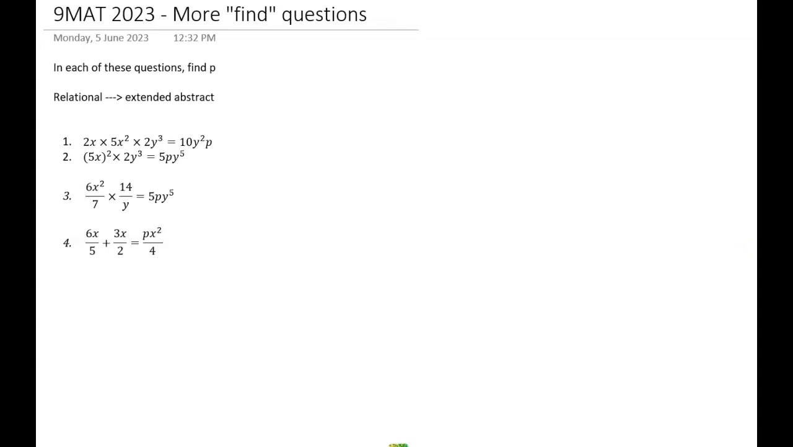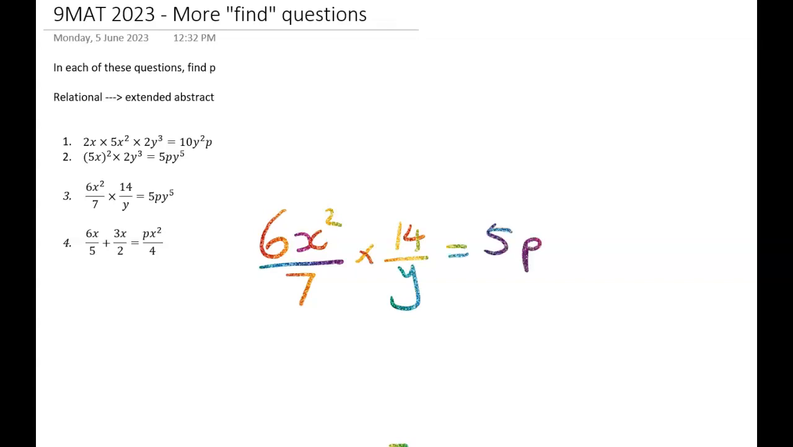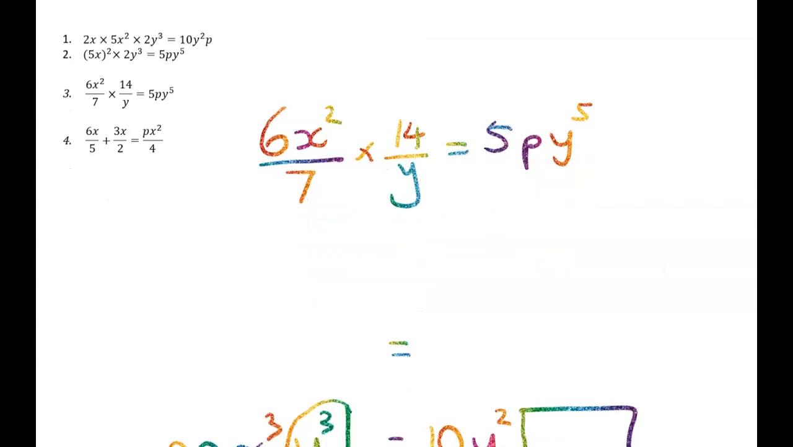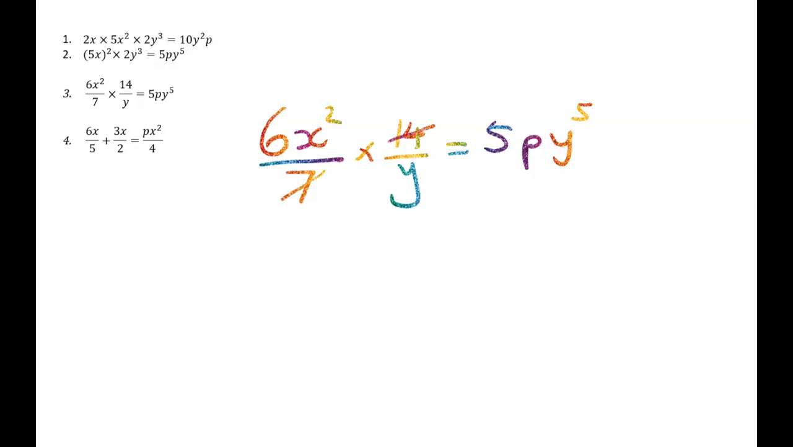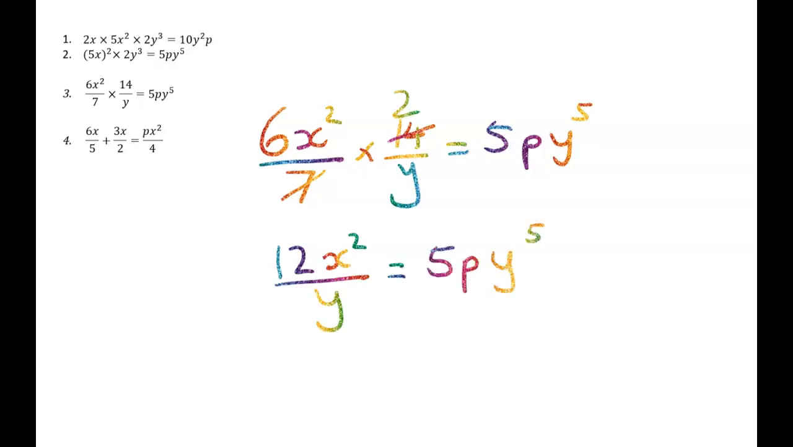So in question 3, we've got 6x squared over 7 times 14 over y is equal to 5p y to the power of 5. When I'm multiplying fractions when there's algebra, it works just like it does when there are just numbers. I times the top and I times the bottom. But here we can simplify through the fraction first. We've got a common factor of 7 here, so that simplifies to just 2 wholes. On the left-hand side, I've got 12x squared over y is equal to 5p y to the power of 5.